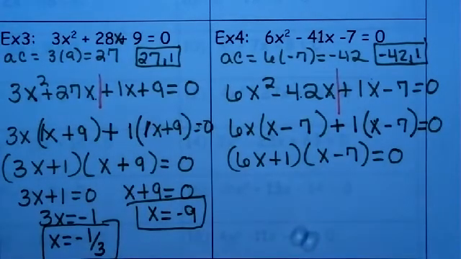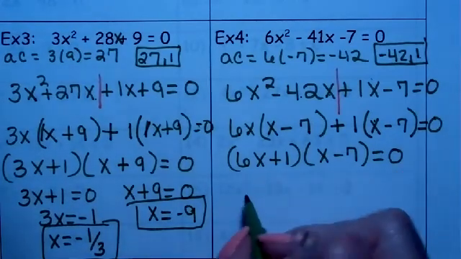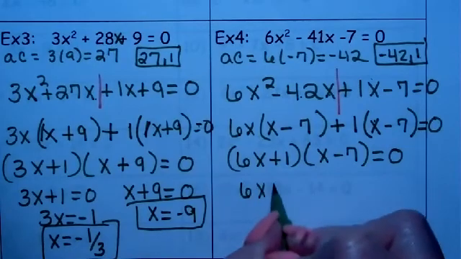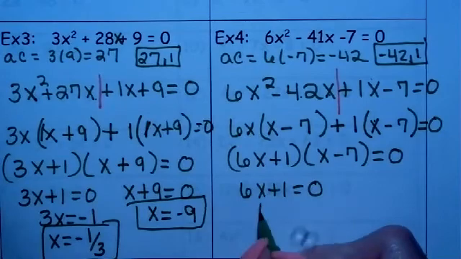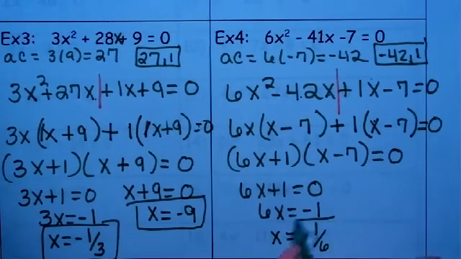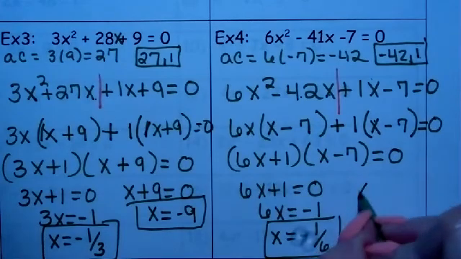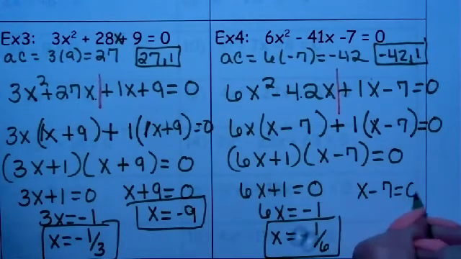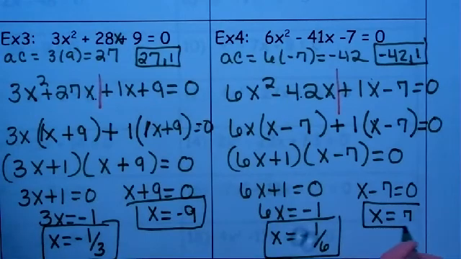Now, we're going to break these into 2 equations so that we can get each solution. So I'm going to have 6x plus 1 equal to 0. Let's go ahead and solve this. So 6x is equal to negative 1 and x is equal to negative 1/6. There's one solution. Back here, x minus 7 is going to give me my second solution. And when I add the 7 to both sides, I get x equal to 7.